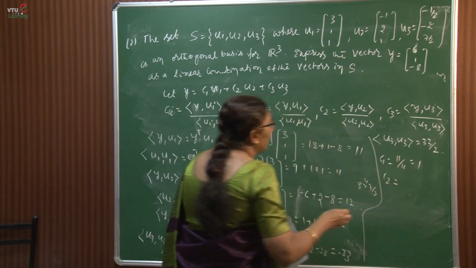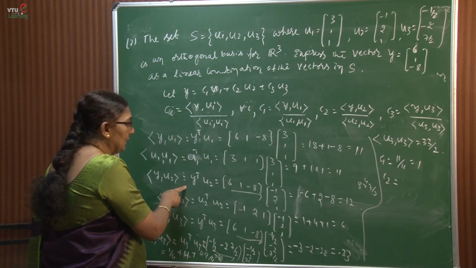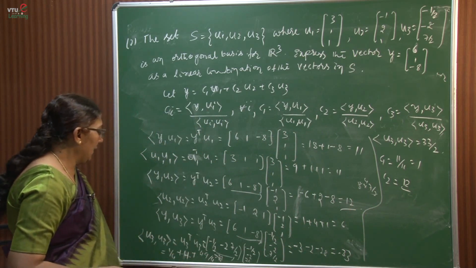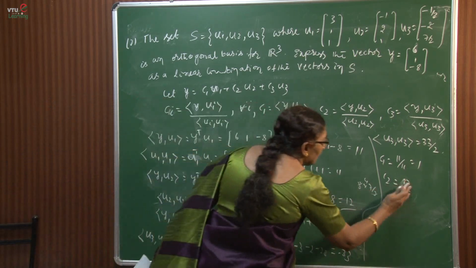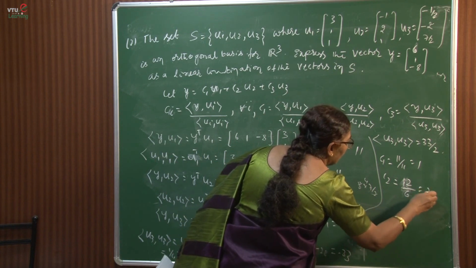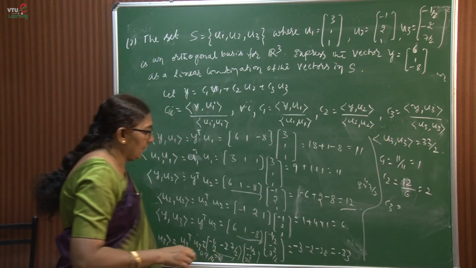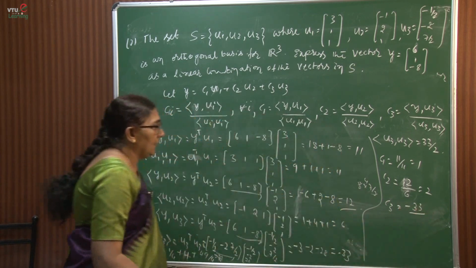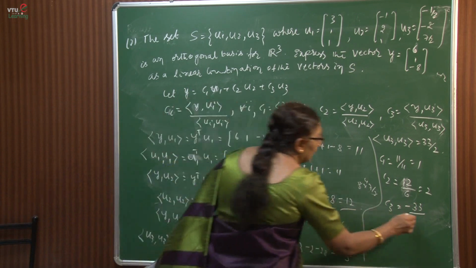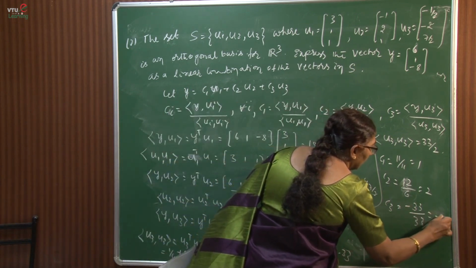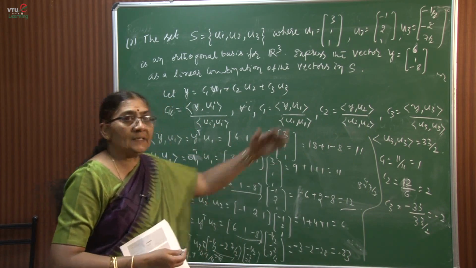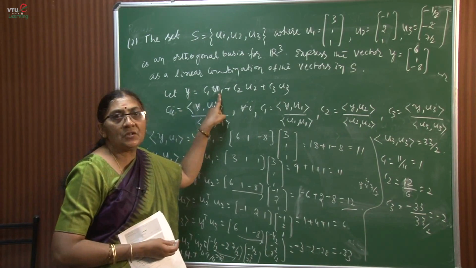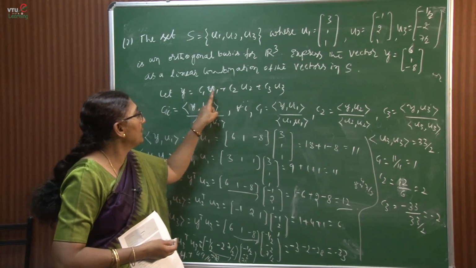What is my C2? Inner product of y comma u2, this value 12, divided by inner product of u2 comma u2, which is 6. We get 2. C3. Inner product of y comma u3 is minus 33, okay, divided by inner product of u3 comma u3, which is 33 divided by 2. We get minus 2. For these values of C1, C2, C3, y can be expressed as a linear combination of the vectors u1, u2, u3.